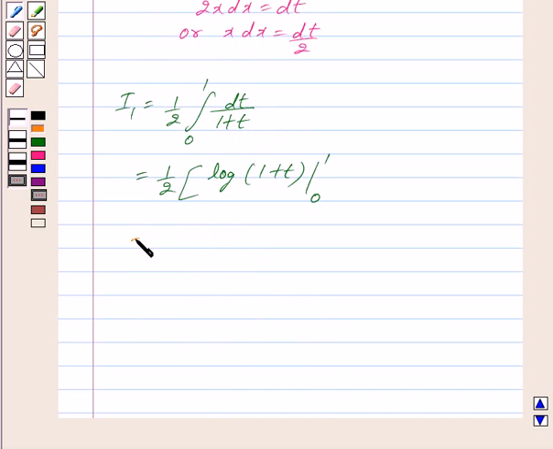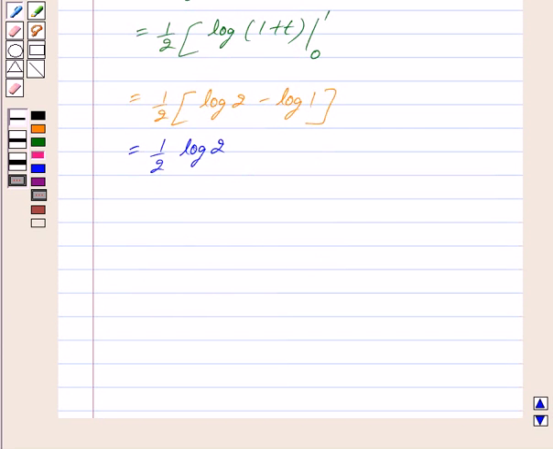And this is equal to 1 upon 2 into, now putting the limits, we get log 2 minus log 1, because the upper limit is 1, so putting 1 in place of t, we get 1 plus 1 is 2, so log 2 minus the lower limit is 0, so putting 0 in place of t, we get log 1. And this is equal to 1 upon 2 into log 2, because we know that log 1 is equal to 0. So we have got I1 is equal to 1 upon 2 into log 2.